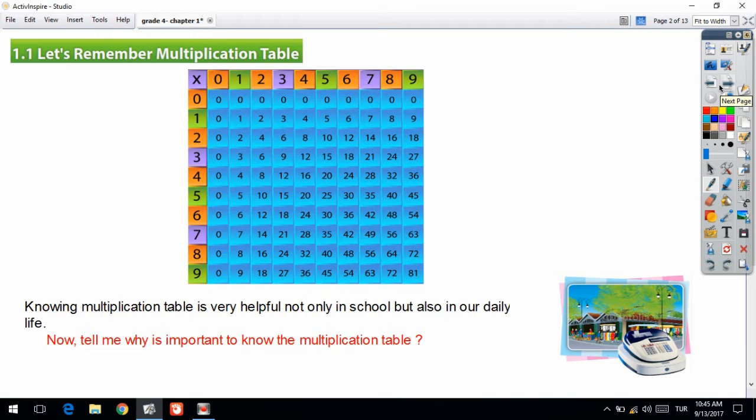So 1.1, let's remember multiplication table. Everyone knows multiplication table, right? Because we are growing up. Since 1st grade or 2nd grade you are learning multiplication table, 2 by 2, 1 by 3, and so on. But I want to ask you a very important and very special question. Everyone says multiplication table is very helpful, not only at school, also in our daily life. So my question is, where do we use multiplication table in our daily life? Think about that, ladies and gentlemen.